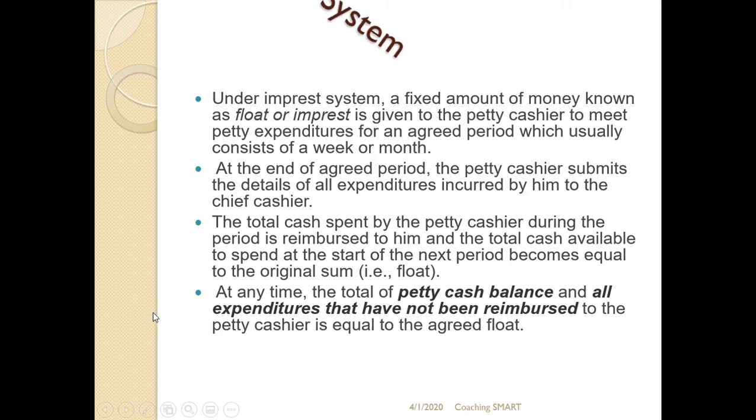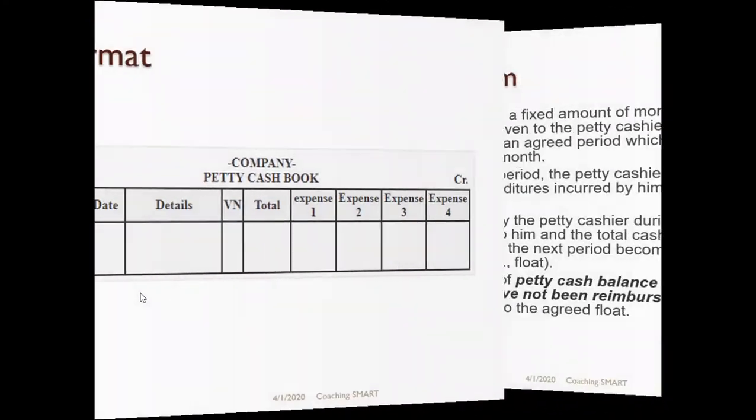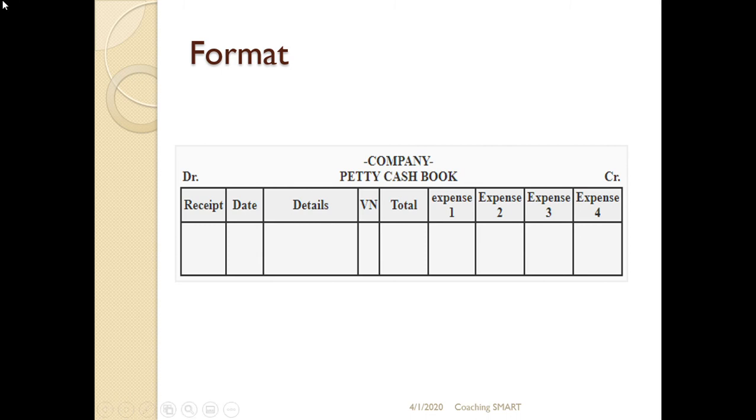Now let me show you the format. This is the format of the petty cash book. You give the company name, then the petty cash book. Looking at the debit side, we have what you call receipts. So you'll be writing receipts. Then we have the date, details, and voucher number, which other books call volume number. We have the total, expenses one, which can be stationery, expenses two, which can be telegram, expenses three, cleaning, expenses four, any other type of expenses, donation, refreshment, etc. So you can classify your expenses on the basis of their type.